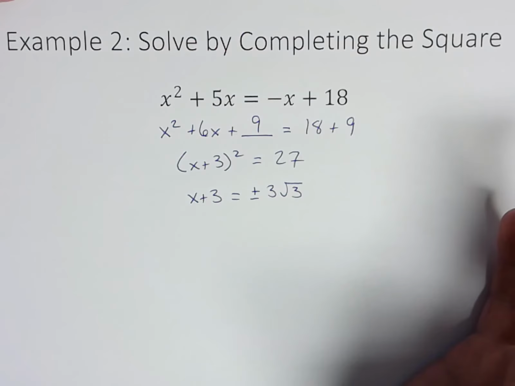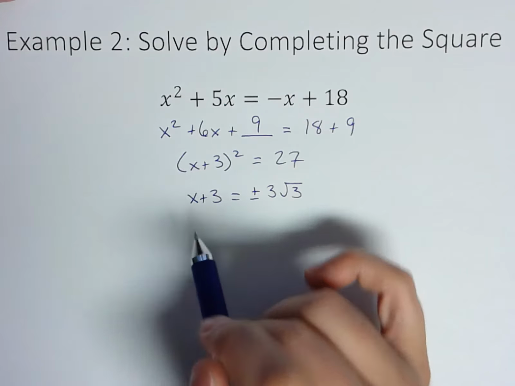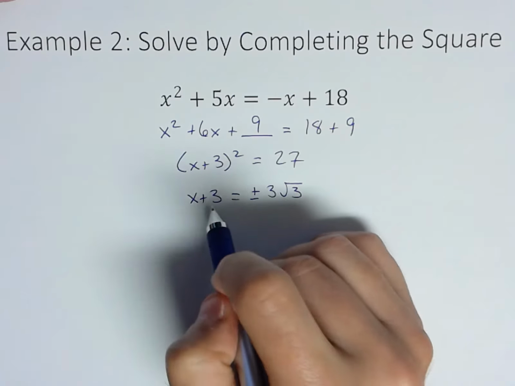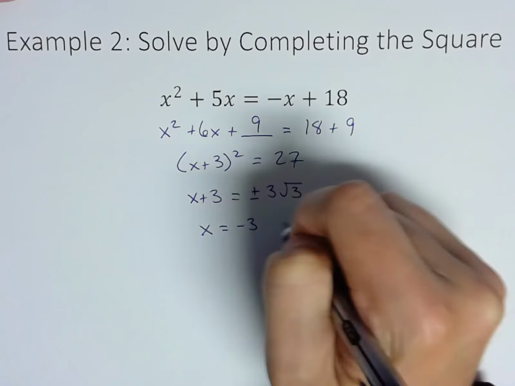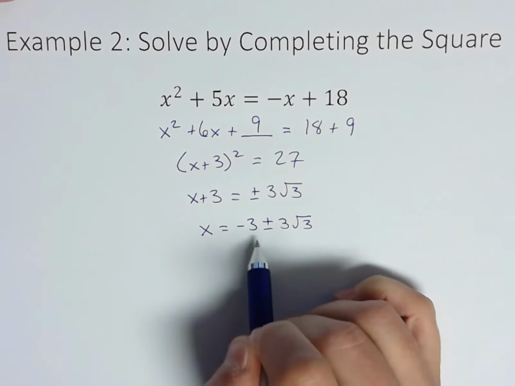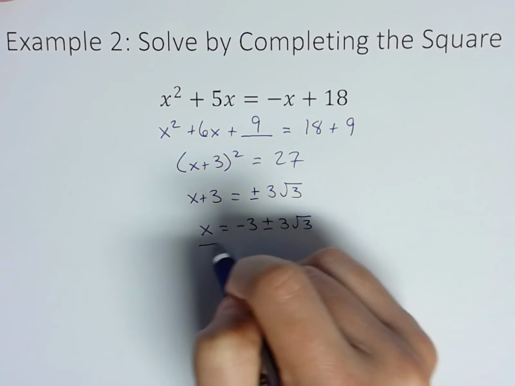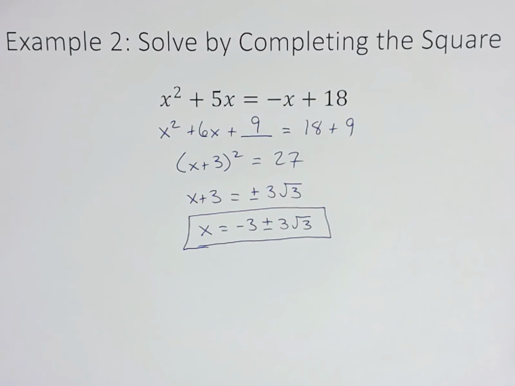We could do a decimal approximation too, and sometimes we want to do that. Now let's get x by itself. Let's subtract that 3 over. So x equals negative 3 plus or minus 3 root 3. Can't combine those. Let's leave it just like that. That is the exact solution, and we just solved by completing the square.